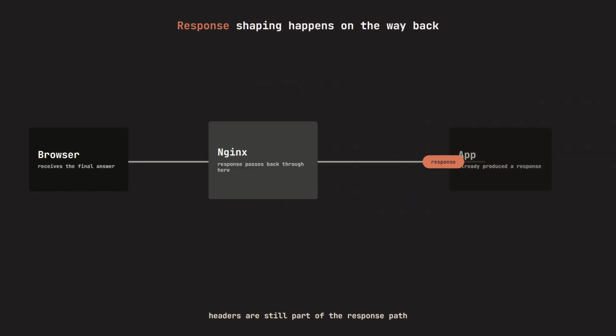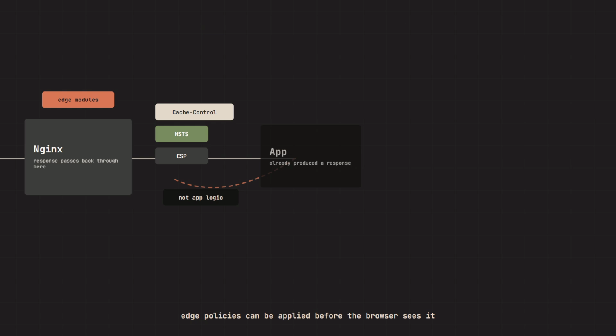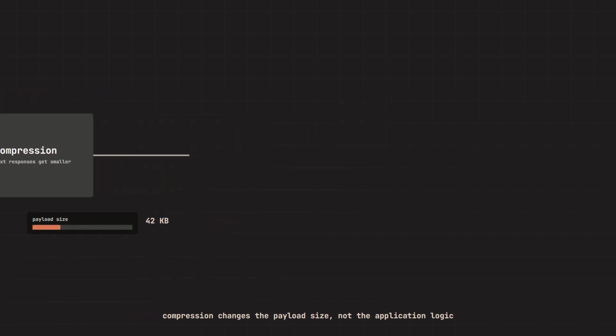Nginx can add or change response headers before the browser receives the final answer. That can be useful for cache behavior, security headers, or other edge-level response policies. This is not application logic, but it still affects what the browser sees. If compression is enabled, Nginx can compress suitable text-based responses before sending them to the browser. HTML, CSS, JavaScript, and JSON are common examples where compression can reduce the amount of data transferred.